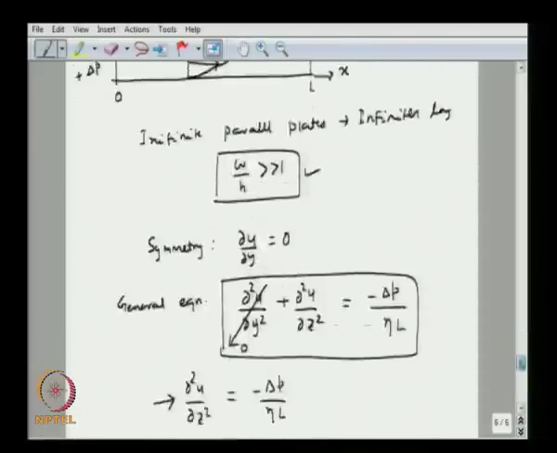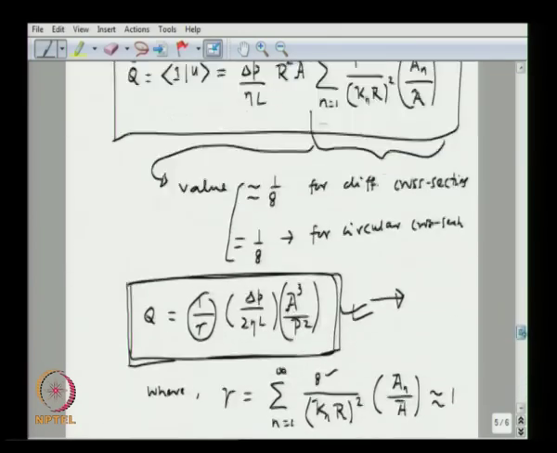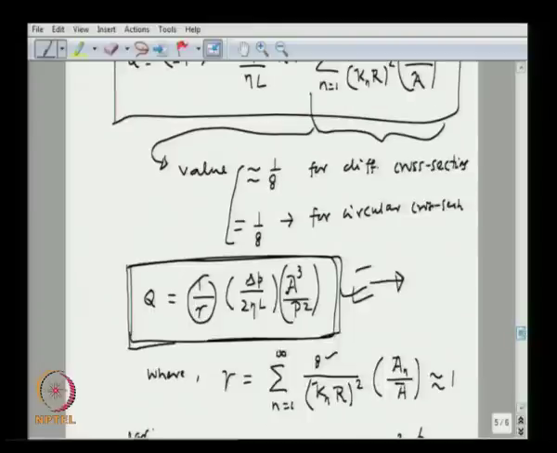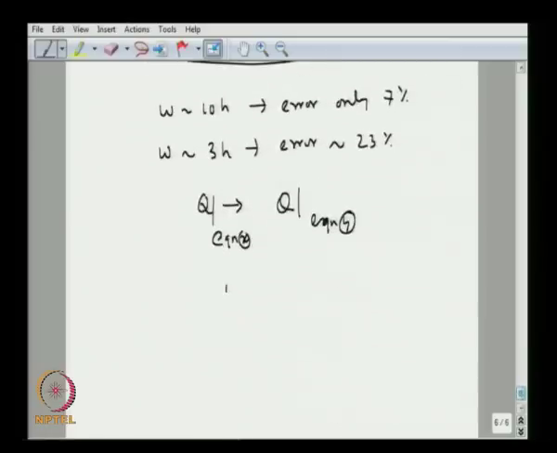Okay. Similarly, you can compare the flow rate found by this formula here with the general formula which we have found out here. And you can do it yourself and check that the flow rate q from equation x will match with q from equation y, when w will be about 5 times h. So, this is something you can verify.